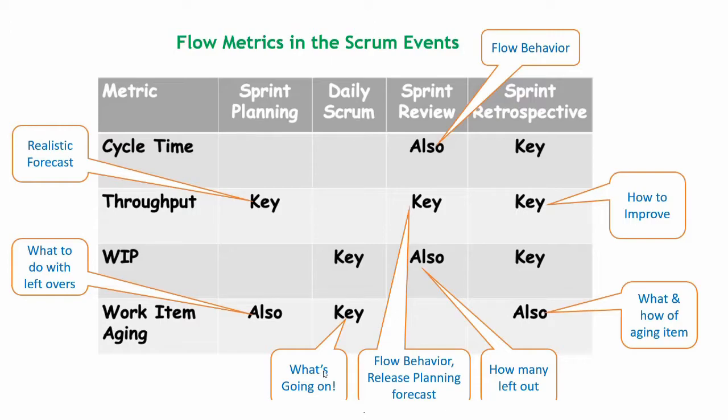Daily Scrum, two flow metrics which are important are work in progress and work item age, which tell you what's going on, what kind of scenarios may emerge, and what kind of actions we can take. Because daily Scrum is an inspect and adapt activity, these two leading indicators become very important for it.